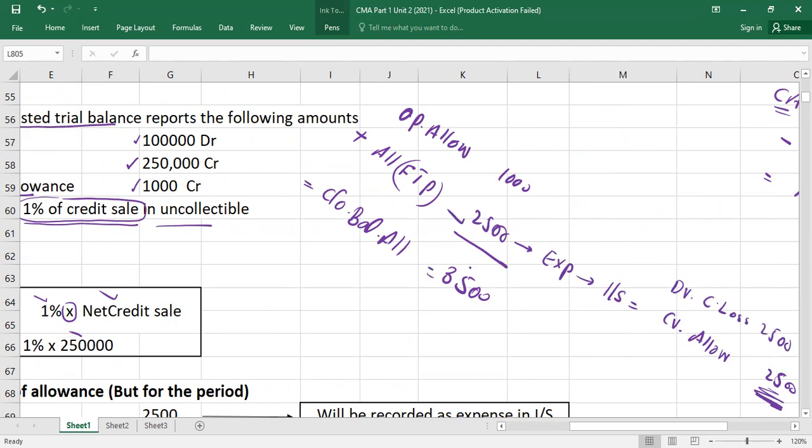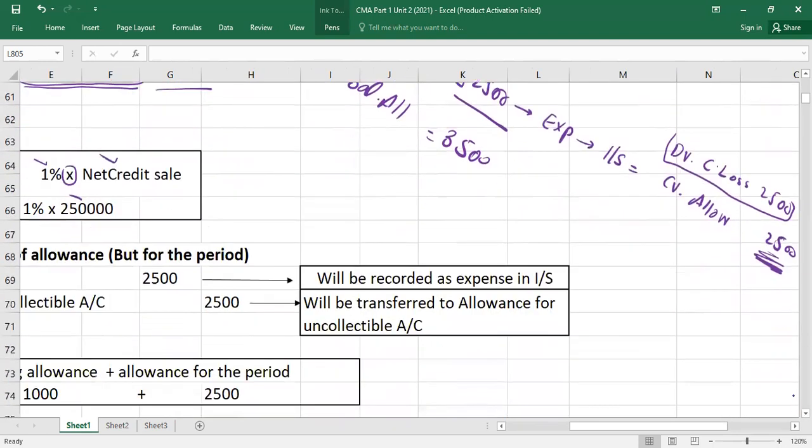Right or wrong? Now, guys, how will you present this in your balance sheet? If he asks you what is the amount of expense which will be taken to the income statement, you would say how much? 2,500, which is for the period, right? And how will the receivables be presented in your balance sheet? You have to follow the formula. You have to deduct closing allowance from gross receivables.